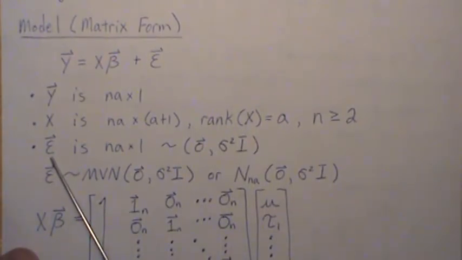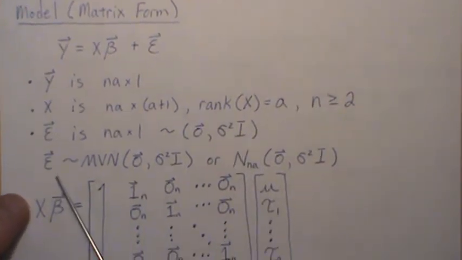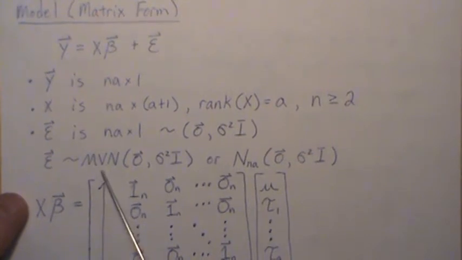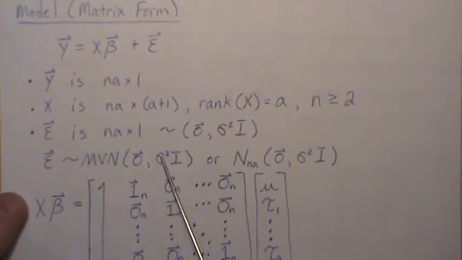The standard assumption is that our error term has mean 0, constant variance sigma squared, and covariances are 0. The normal assumption is that it's multivariate normal, mean 0, covariance matrix sigma squared times I.